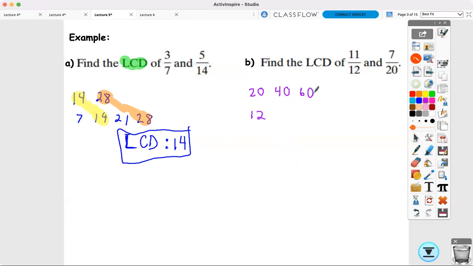So I'm going to stop at 60 and then I'm going to go on 12 now. So 12 and 12 is 24. 24 and 12 is 36. 36 and 12 is 48. 12 and 48 is 60. And right there, we found our first common denominator, and it's 60. So that is how you find the LCD of fractions. Are there any questions on the steps that we took?